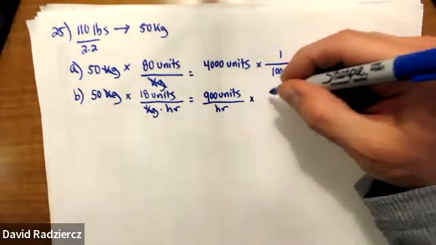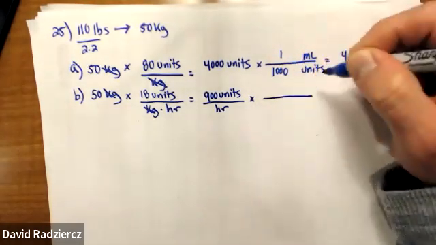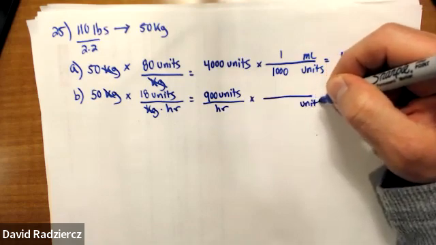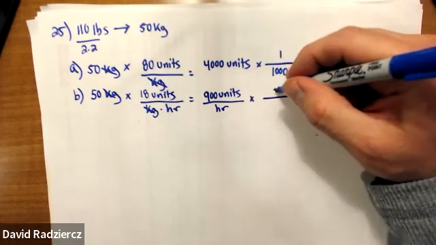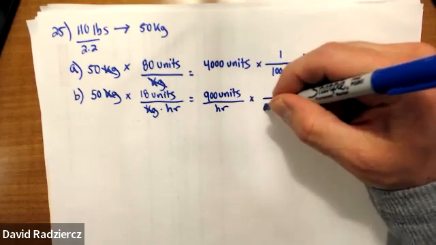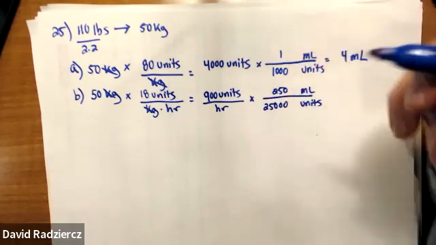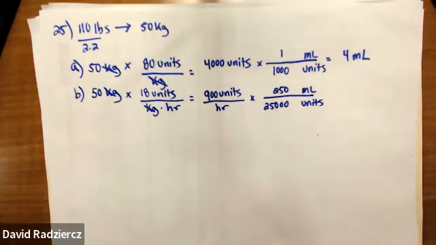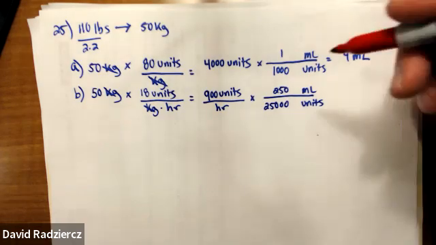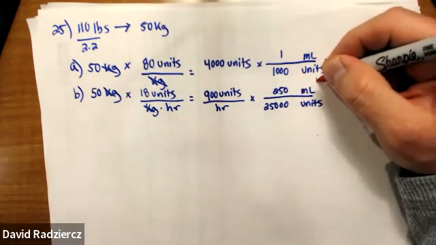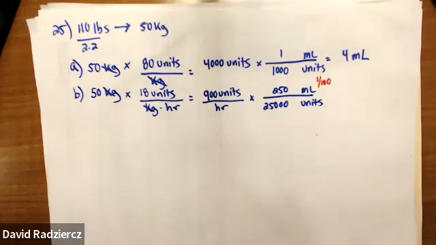So I'm going to take, I don't want units, I do want milliliters. There's 250 milliliters, and within that is 25,000 units. Now, you've probably seen this on some of my other videos. The ratio here is 1 to 100.